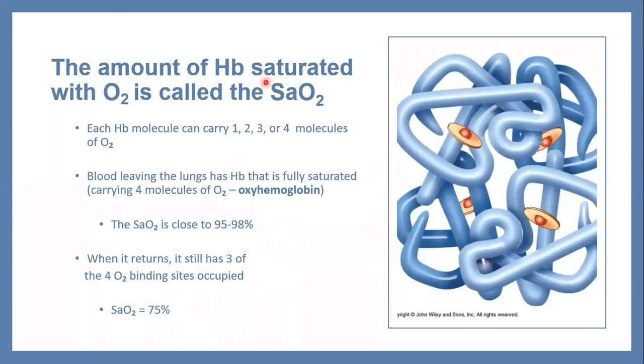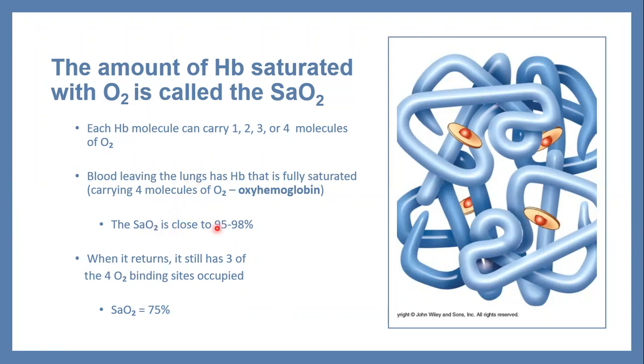The amount of hemoglobin saturated with oxygen is called saturated hemoglobin. S comes from saturation, the amount of oxygen saturation of hemoglobin. Each hemoglobin can carry 1, 2, 3, or maximum 4 oxygen molecules. The blood that leaves the lung is fresh oxygenated blood. So it's fully saturated. It carries the 4 molecules of oxygen.